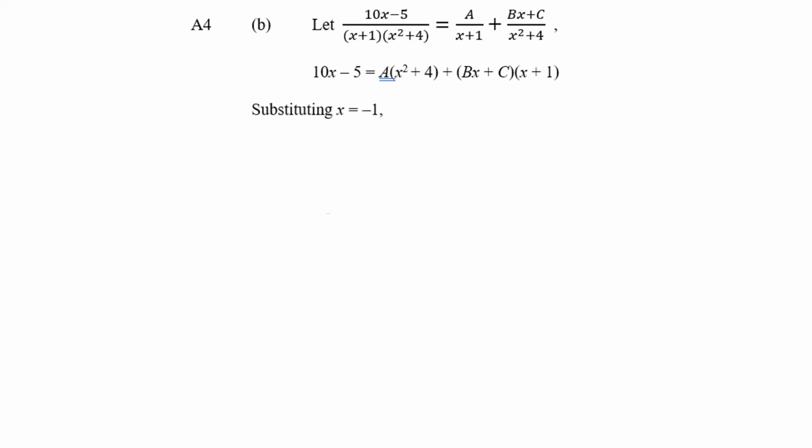X equals negative 1. Why? Because it will make my x plus 1 become 0. Then I like to deal with 0. When things become 0 here and there, then I can solve for a single unknown easily. Then I can solve for a equals negative 3 because I don't have to deal with b's and c's.